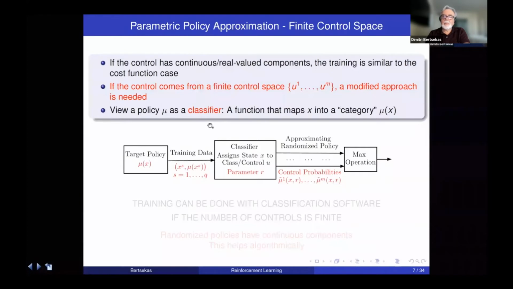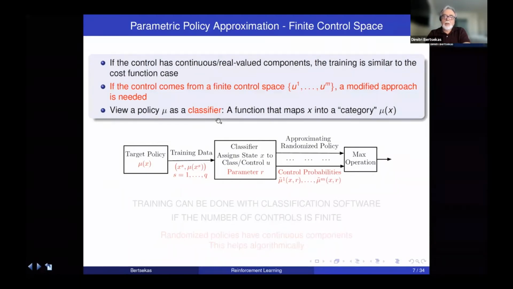Now, classification, or pattern recognition, as it's otherwise known, is an old technique. It dates back quite a few decades, and it is one of the first and most fundamental algorithms in machine learning. Therefore, it makes sense to use this classification experience and these algorithms in the context of approximation in policy space.